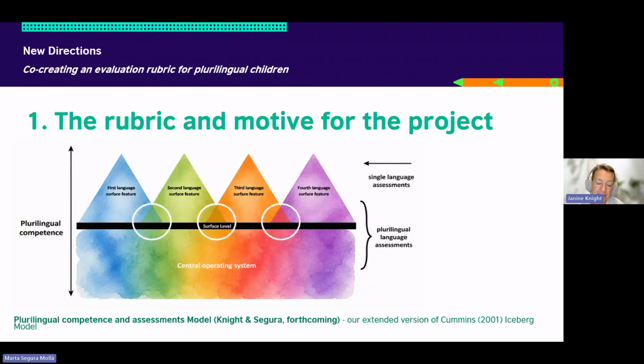If we look at this diagram here, the 4 triangles represent 4 languages, but it could be 5 or 6, etc., that are typically assessed as separate single languages, such as in our case, a Catalan test, an English test, and a Spanish test. And in these tests, typically they deal with surface features to be assessed, such as writing, speaking in one language at a time.